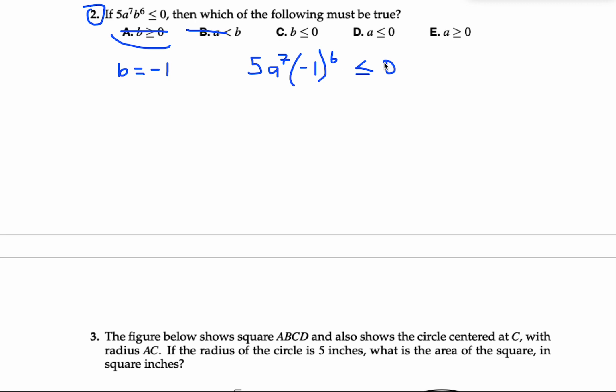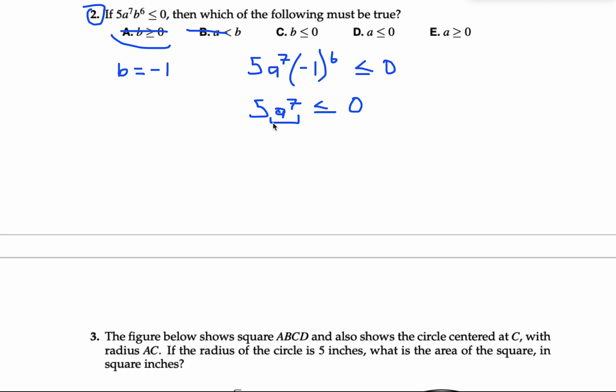to 0. Now, because this exponent is 6, the 6 is an even number, this 1 here, once we simplify, would turn out to be +1. And so the whole equation will simplify to 5a to the 7th power is less than or equal to 0. Again, we don't quite know what a is. A is still a variable.